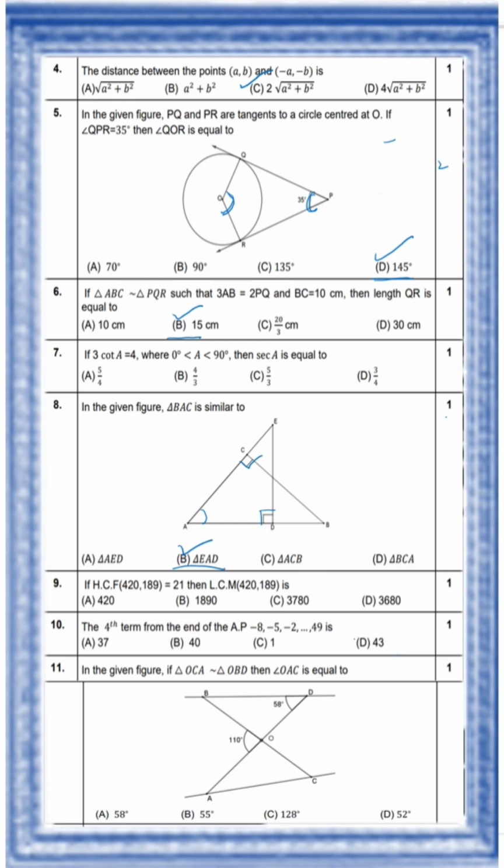If HCF of 420 and 189 is equal to 21, then LCM of 420 and 189 is. Here, 420 into 189 divided by HCF, which is 21, is equal to the LCM. 21 ones are 21, 20s are 420. So 20 into 189 is equal to 3780. So option C is correct.